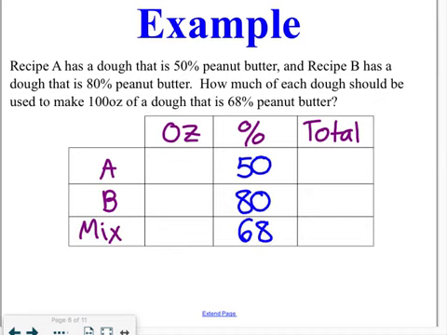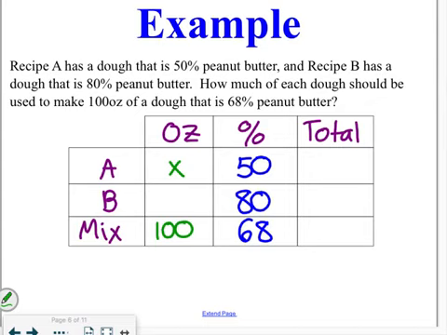Then we have that our total, we want to have 100 ounces. Now, that is all they give us for the ounces, but we can use that value to figure out what we need. So we don't know either quantity, so I'm just going to say that A is X. We don't know how much we have.